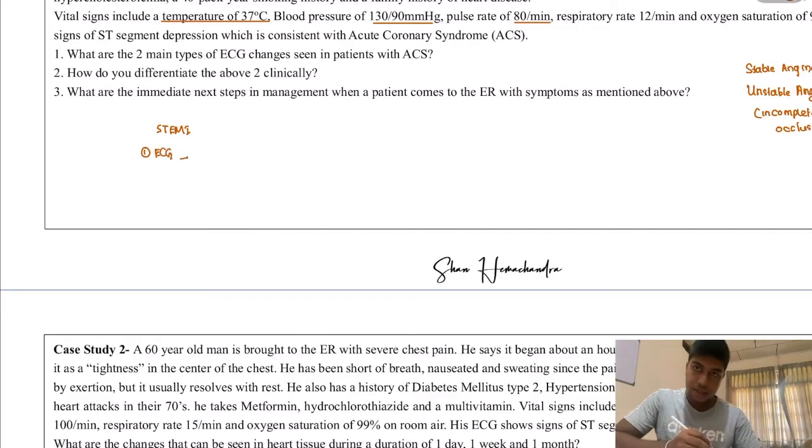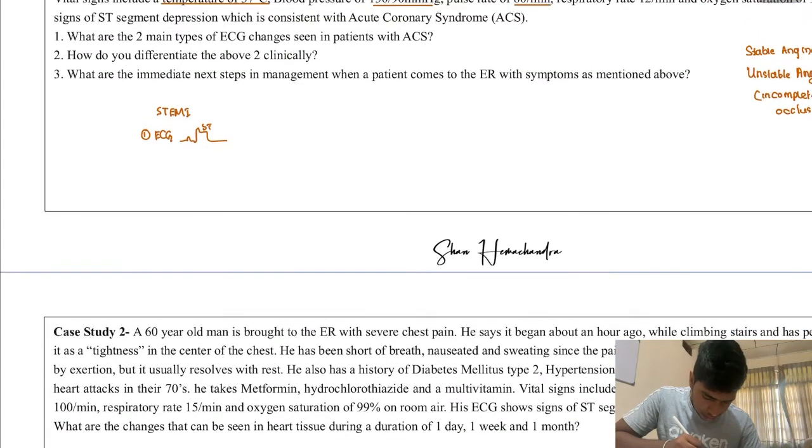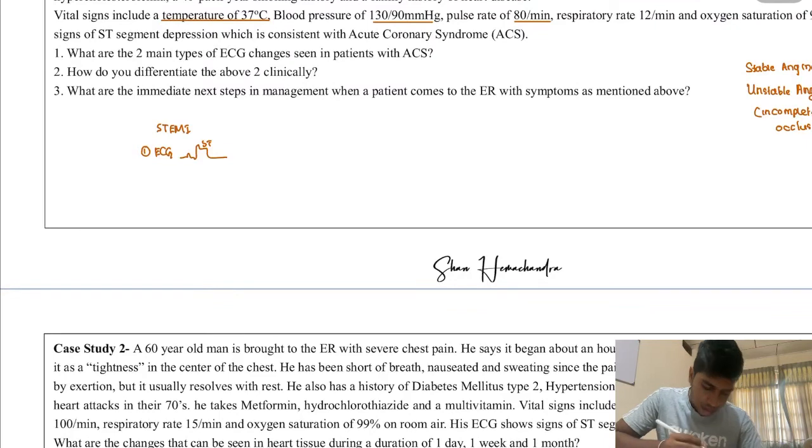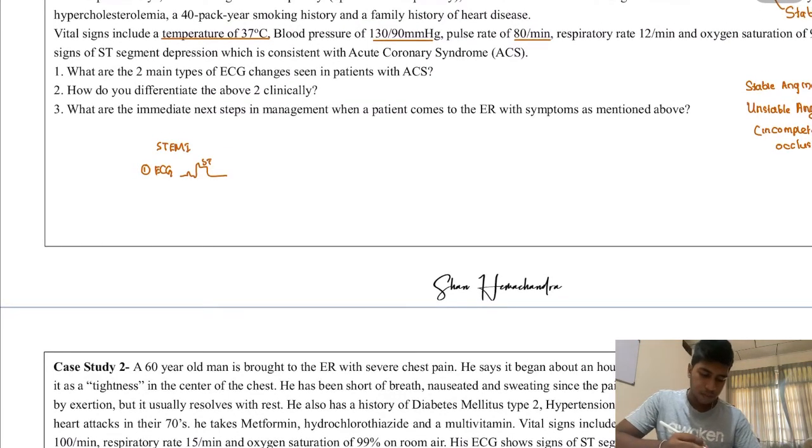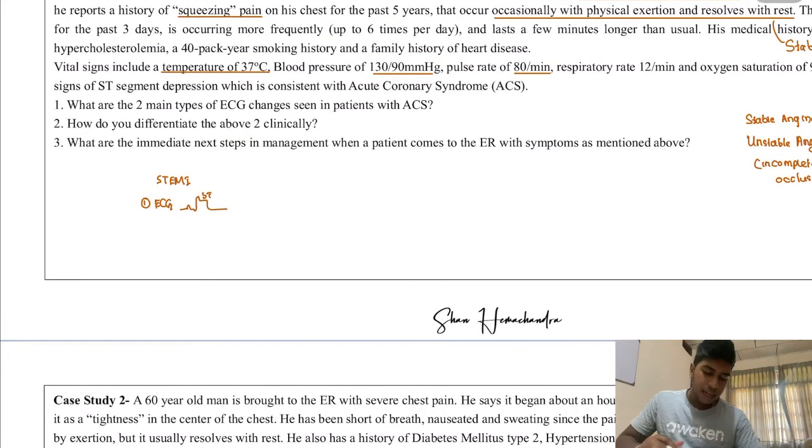You first do an ECG. This is the most important thing. On the ECG, you will see the ST segment is elevated. This is highly indicative of it being an ST elevated myocardial infarction. Next, you do a serum biomarker test.